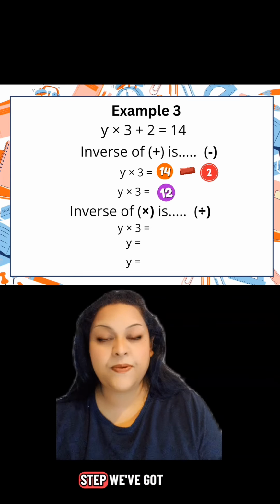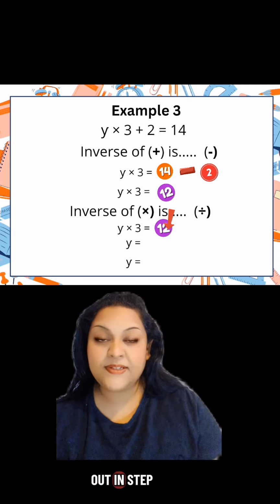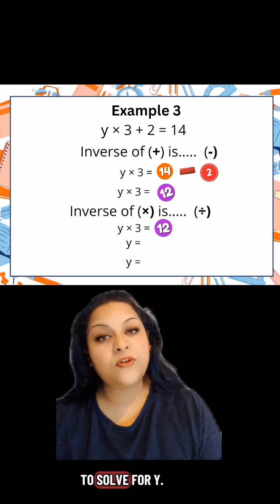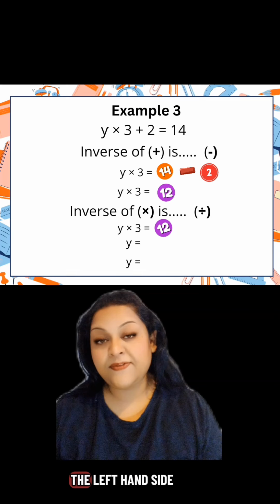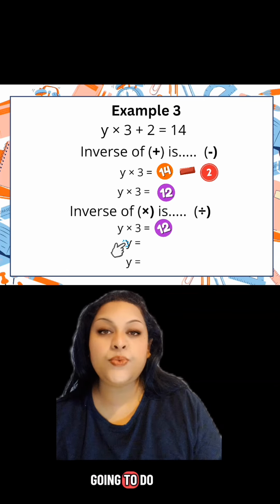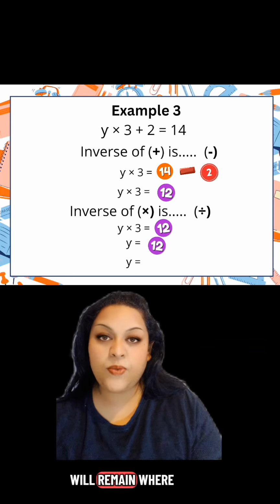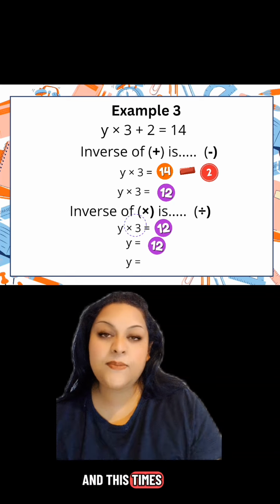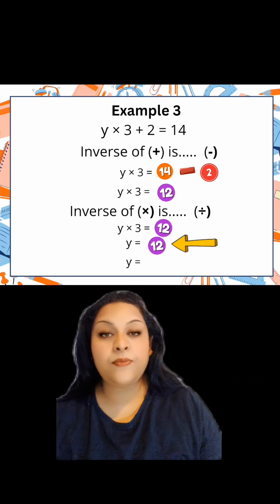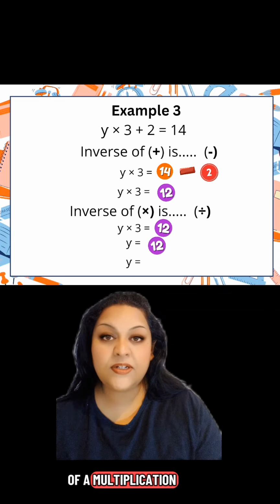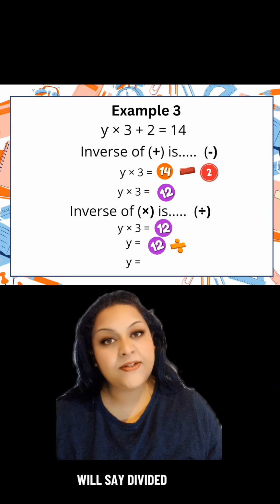In the second step, we've got y times 3 equals 12, which is what we worked out in step number 1. Now we need to solve for y. So we are going to leave y on the left hand side. Now we are going to use the inverse operation of the multiplication. The 12 will remain where it is, and this times 3, we are taking to the right hand side of the equal sign. Remember, the inverse of a multiplication is a division. So instead of times 3, we will say divided by 3.